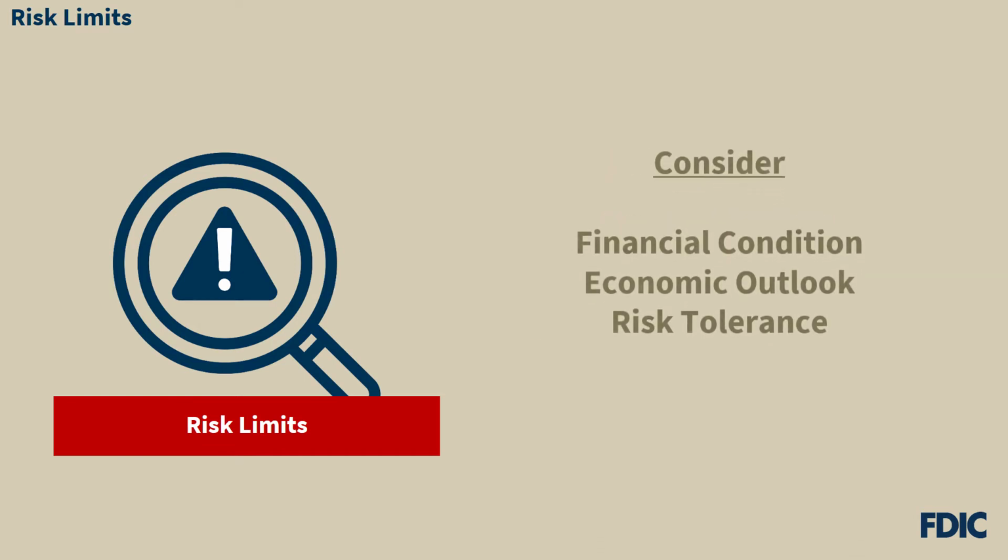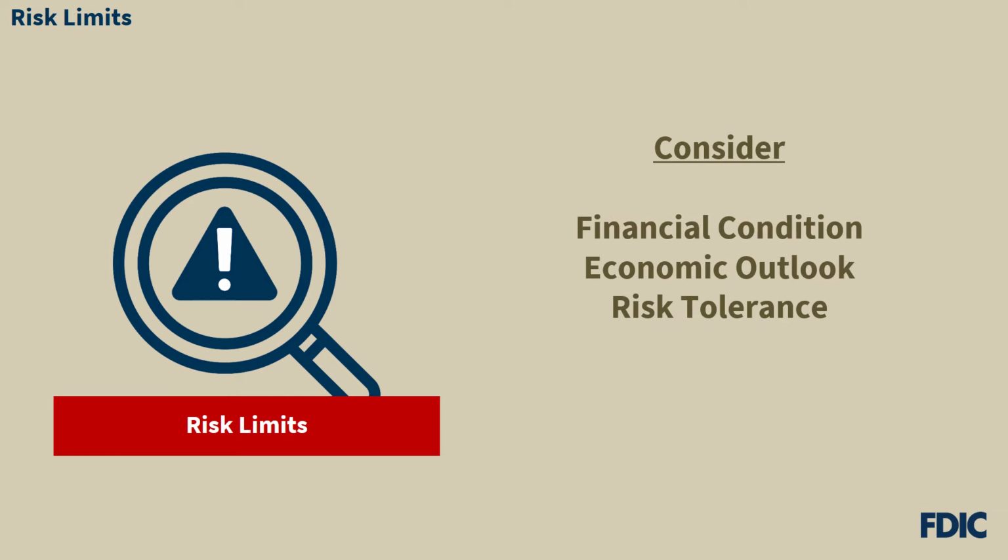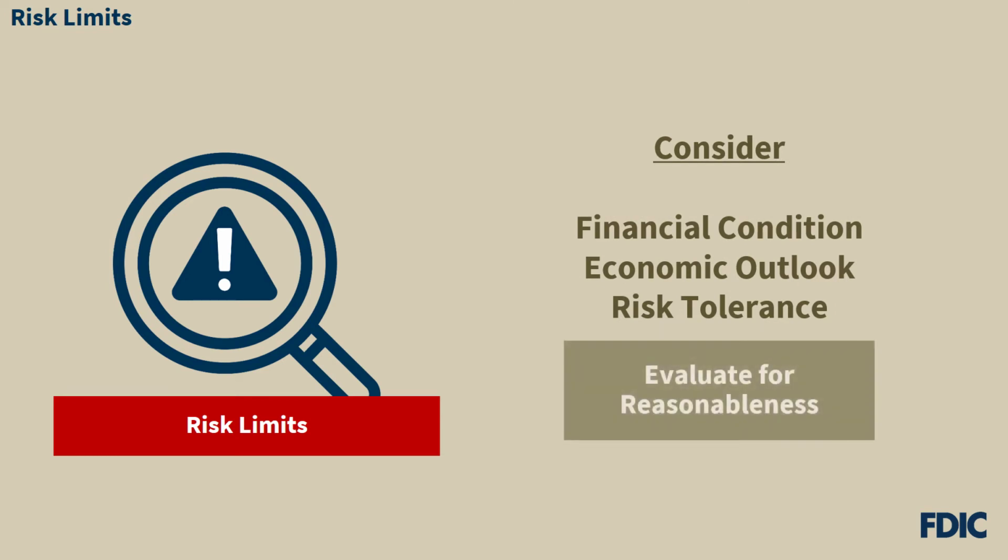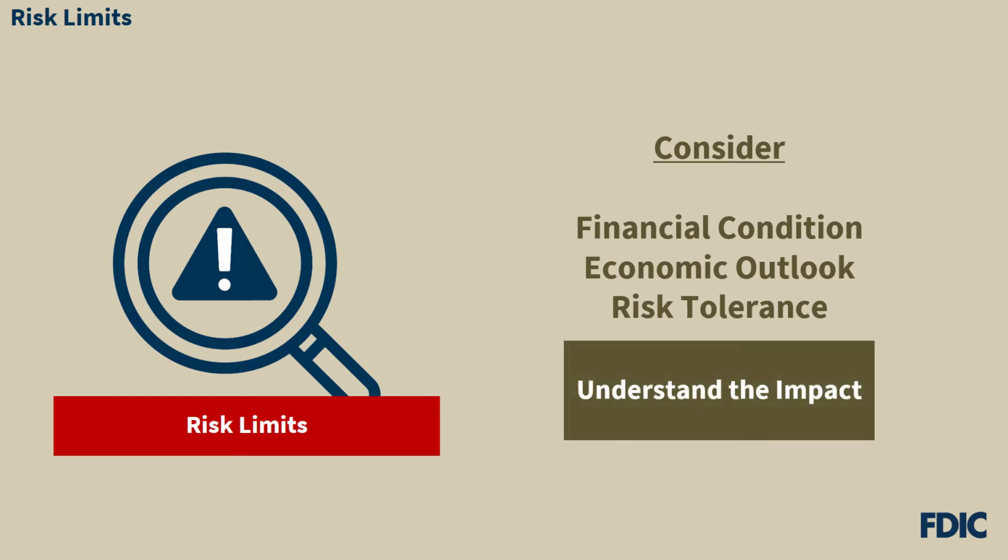As financial conditions, economic outlooks, and risk tolerances change over time, risk limits are usually reevaluated for reasonableness. Risk limits need to be set at reasonable levels to allow the board and management time to respond to undesirable risk positions. Earnings performance is one of the primary elements to consider when setting interest rate risk limits. So, it's important to understand the potential impact on net interest margins that is permitted by approved limit thresholds.